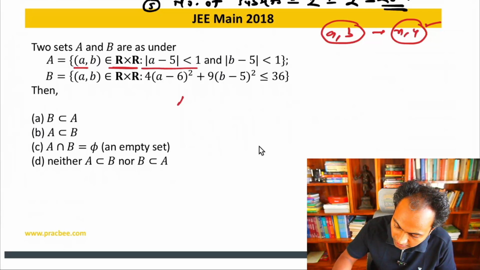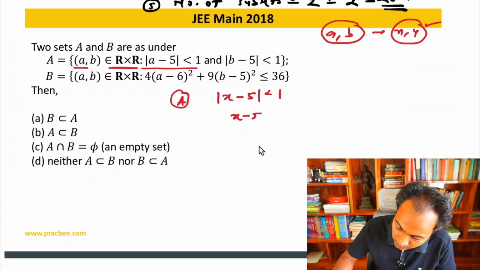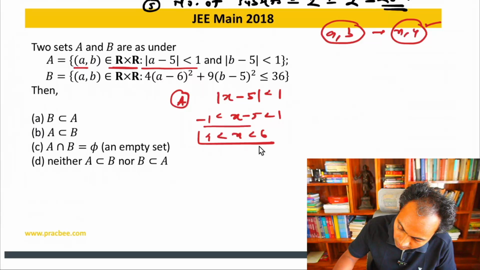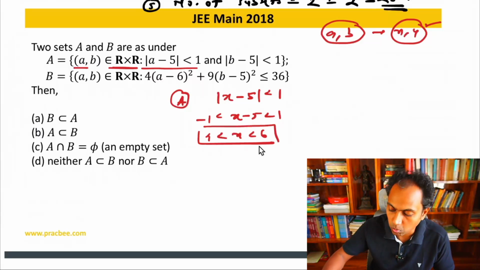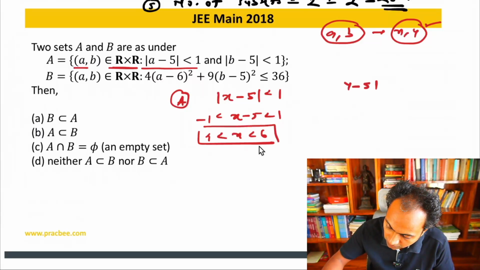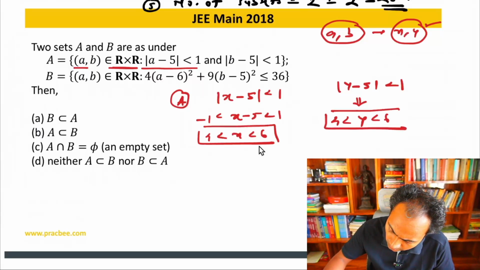So the first set A, if I want to explore, now it becomes nothing but the modulus of x minus 5 is smaller than 1. That would mean x minus 5 will lie between minus 1 and 1. So x will lie between 4 and 6. Similar thing will happen with y also, because the modulus of y minus 5 is smaller than 1. So you can see that if I solve, I will get the same idea that y lies between again 4 and 6.